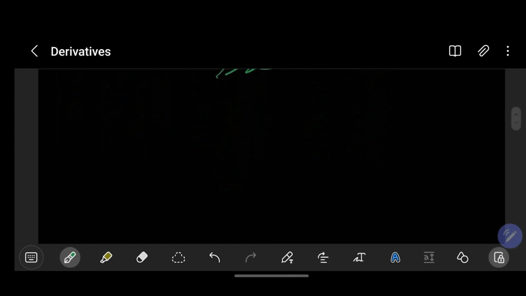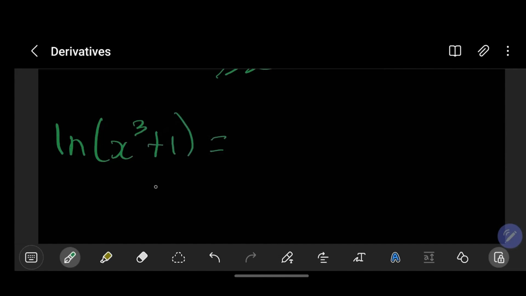What about this one? What if we have ln of x cubed plus 1? So the derivative of x cubed plus 1 is basically 3x squared, power rule here. Derivative of 1 is 0, right? All over x cubed plus 1. Okay, so quite simple so far.